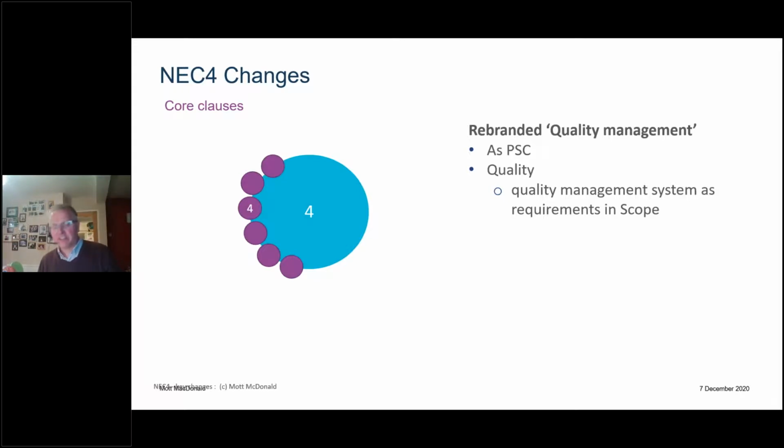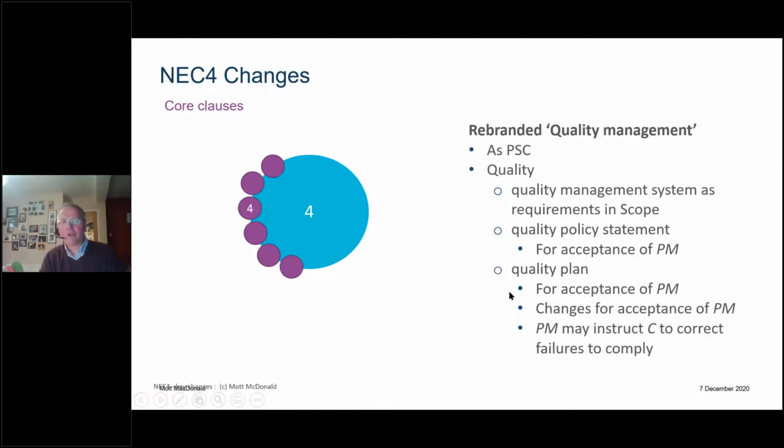So the person writing the scope has got to say your quality management system must be in accordance with ISO 9000 or whatever it is, and so on. There's also a requirement for a quality policy statement for acceptance of the PM, and also a quality plan for acceptance of the PM. Now I'm emphasizing the word PM because some of you on the call will recognize that most of the grunt work to do with testing and defects is done by the supervisor.